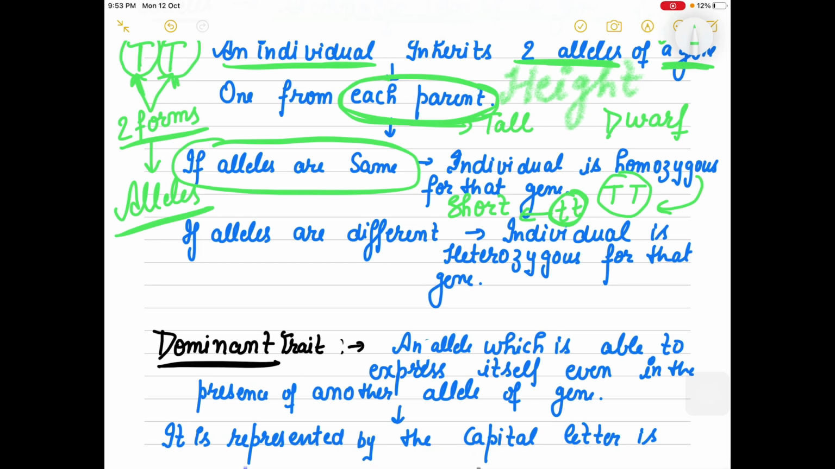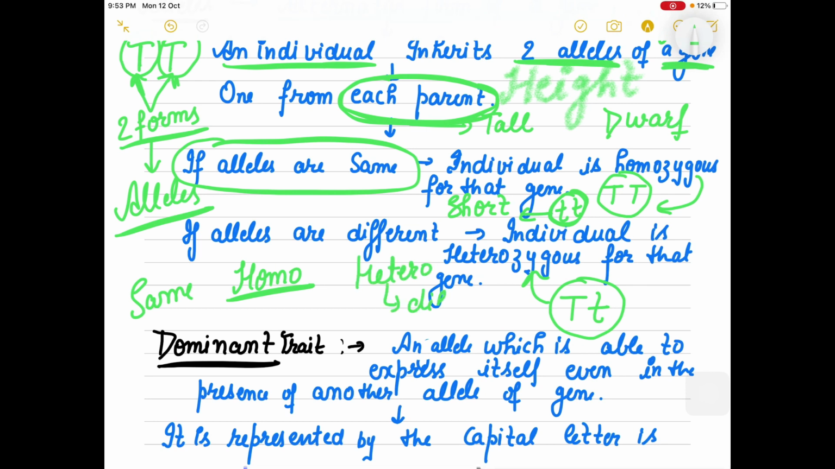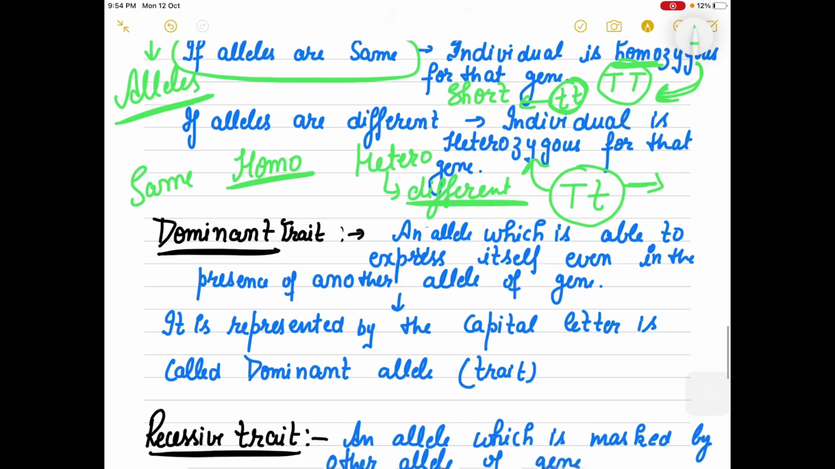If the alleles are different, suppose from mother it is coming capital T, from father it is coming small t, then it will be known as heterozygous. Homo means same, hetero means different, right? You don't need to rote learn. Just remember the words, just try to understand the words. Homo, same alleles. Hetero, different alleles.